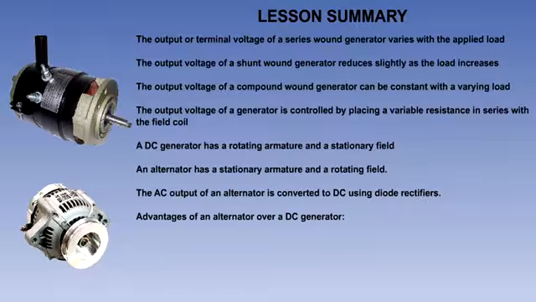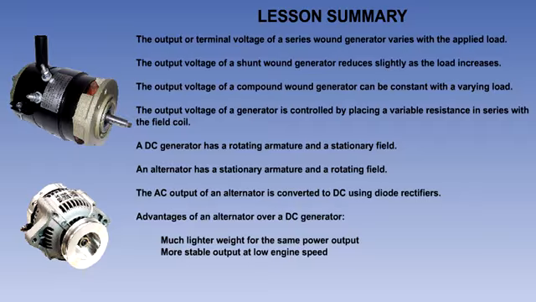The advantages of an alternator over a DC generator are that it can be of a much lighter weight for the same power output. It will produce a more stable output at low engine speed, and it does not suffer with the problems of a commutator, as it uses a rectifier to convert AC to DC.